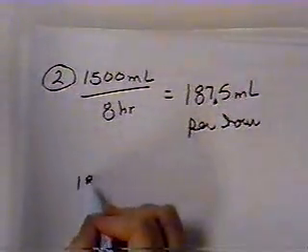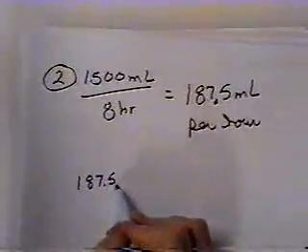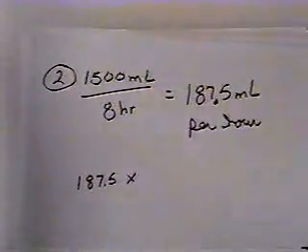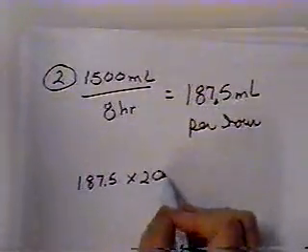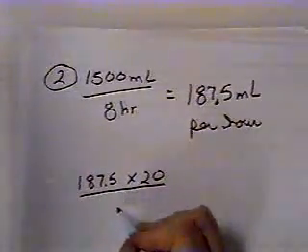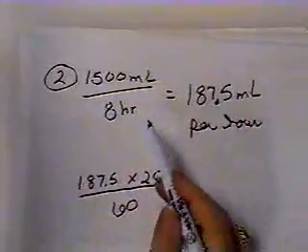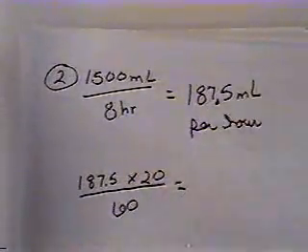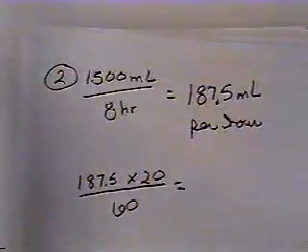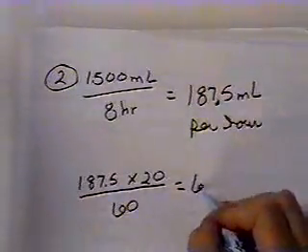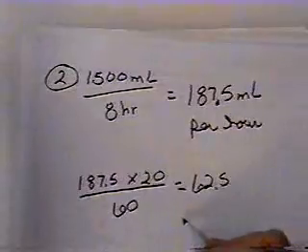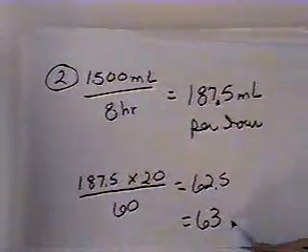Then the second step takes that answer and multiplies it times the drop factor. And what is the drop factor? 20. And we always divide by 60 because that changes it from hours to minutes. Times 20 divided by 60. But these we don't leave 62.5. These we round up to a whole number.